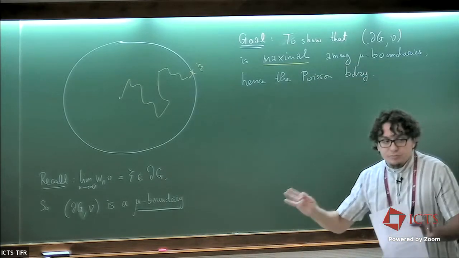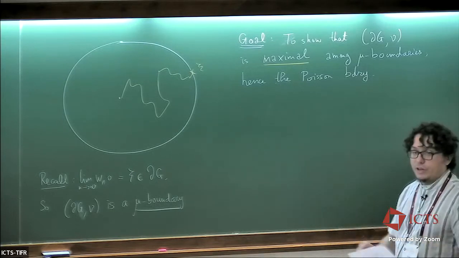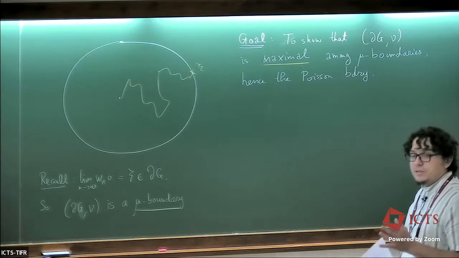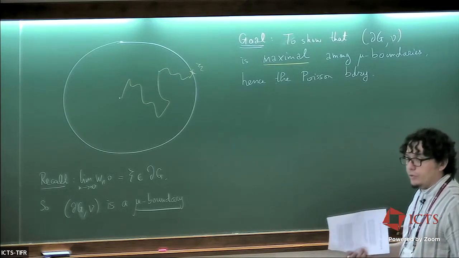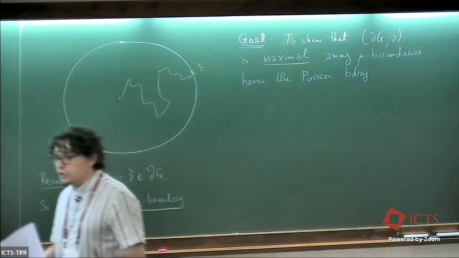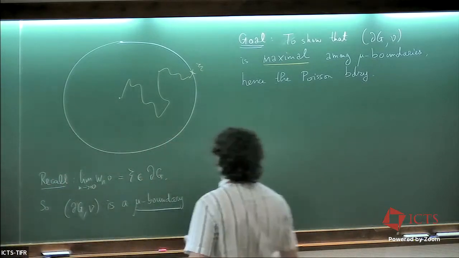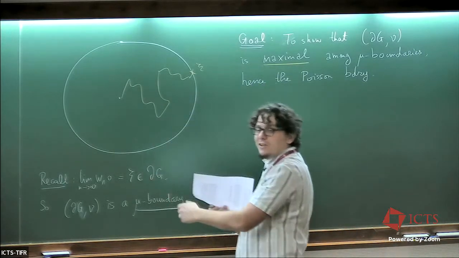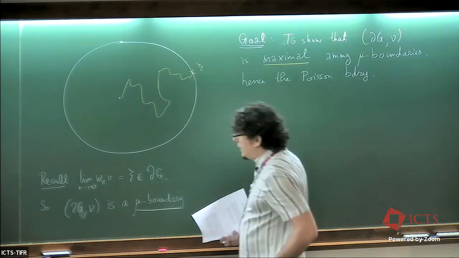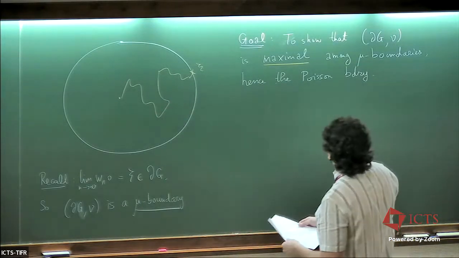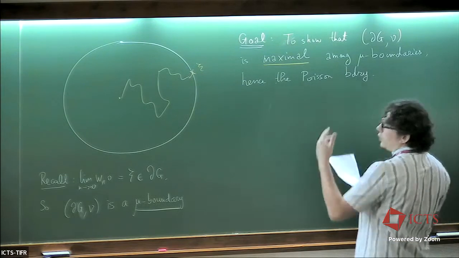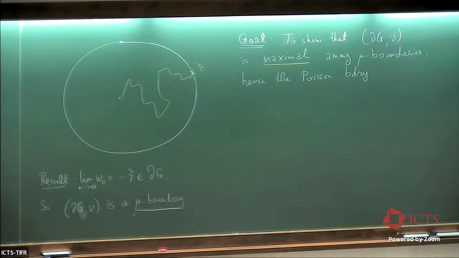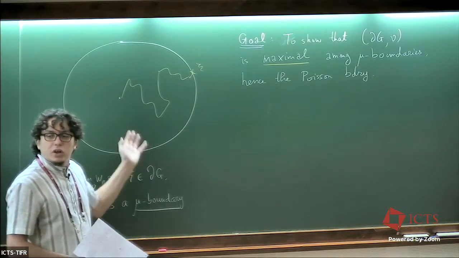So let's think about, if you remember from yesterday, we saw that the Poisson boundary is the maximal possible mu boundary. In fact, every other mu boundary is a quotient of it. That's more or less by definition. And we are given by geometry, by nature, if you will, a boundary with a measure on it. And we really want to prove that there is no further quotient of it, that this is the maximal one, that this is not a quotient of something else.